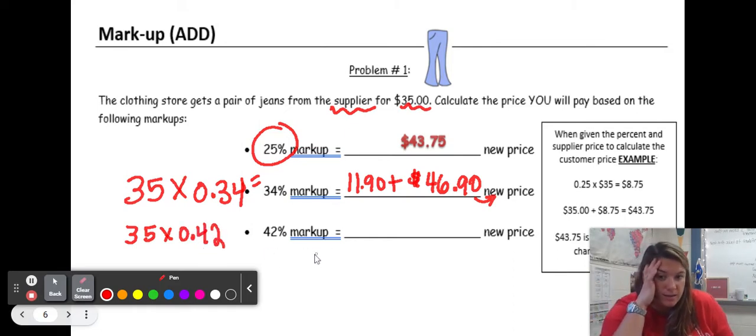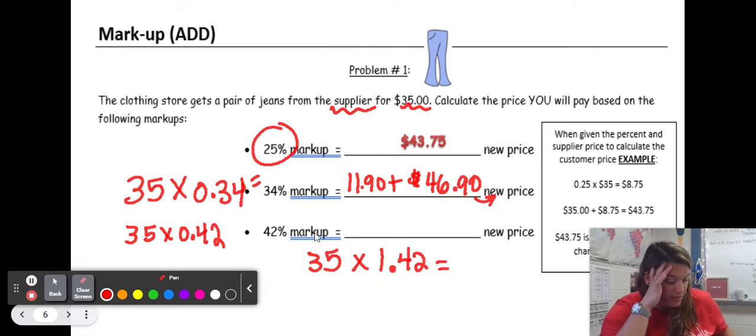A shortcut, if you're thinking about this, would be 35 times 100% of the cost and the 42%. You're kind of saving yourself the step of adding to get the new price. This is one way to do it. Or you could just keep multiplying by the decimal and then adding them. So if I did 35 times 1.42, then I get $49.70. So I basically skipped the part where I was finding the markup.